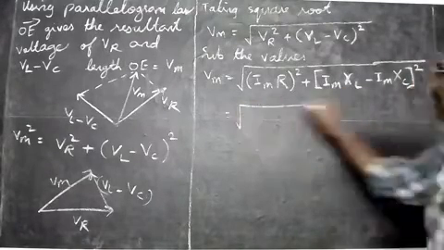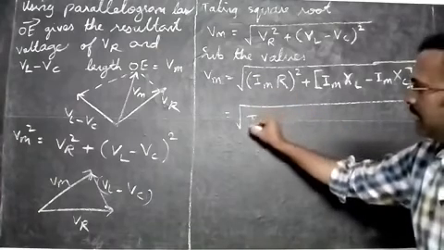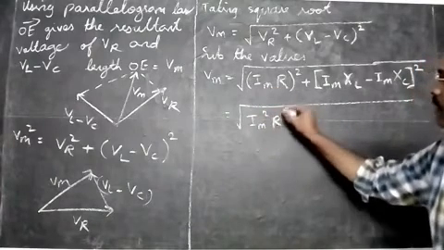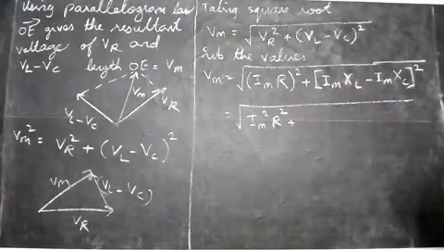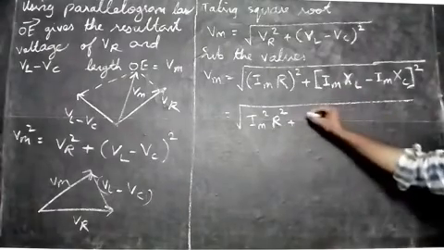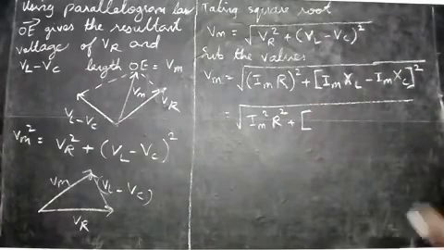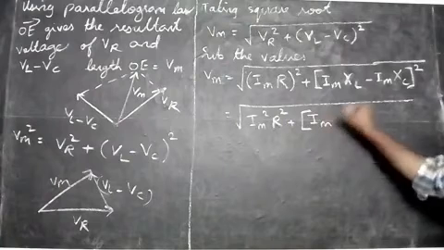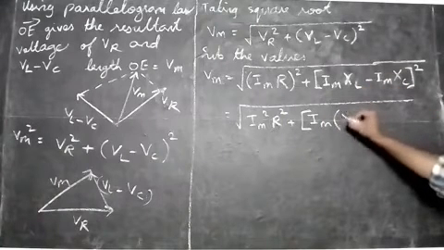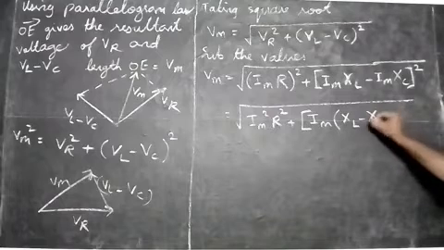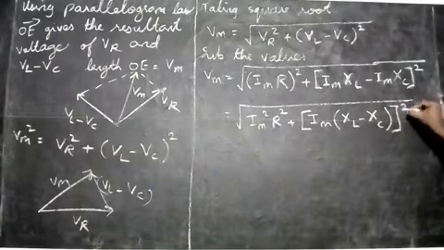That's equal to the root of this one. When you square this, you will get Im square into R square. Plus, we have this term now. I'll write the square bracket here. And then we have Im common. So Im is common, so Im into, open a curved bracket, XL minus XC, close the bracket, square bracket, and the whole square.